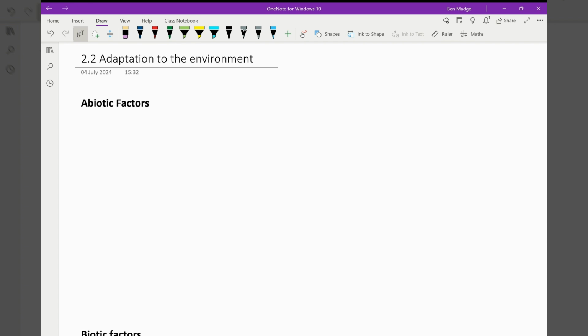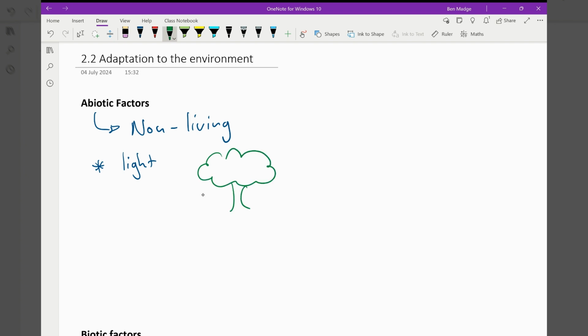So there's two different types of factors that affect the survival and distribution of a species. The first one are abiotic factors. So abiotic means non-living factors. And these are things that typically are or have never been alive. So important abiotic factors that affect the distribution of organisms include things like the light or light intensity. So this might be things like how shaded it is from the sun.